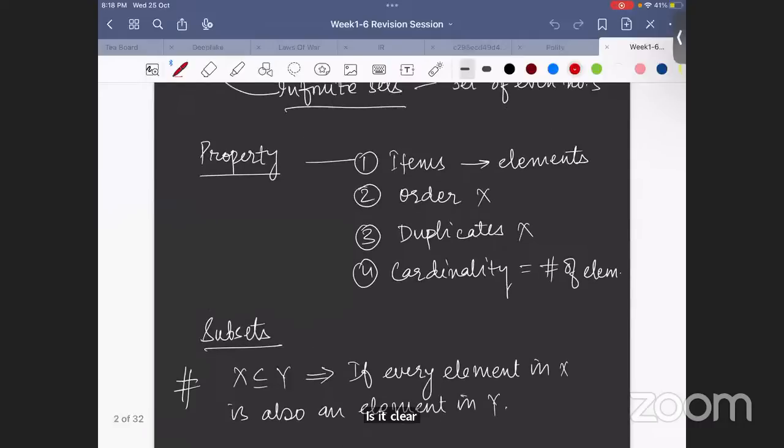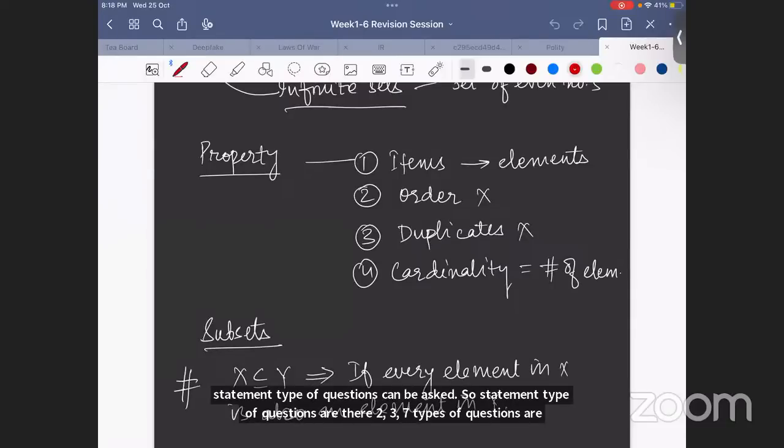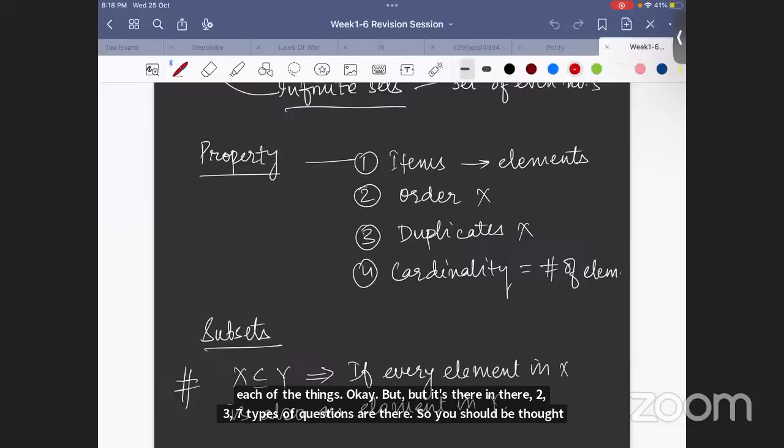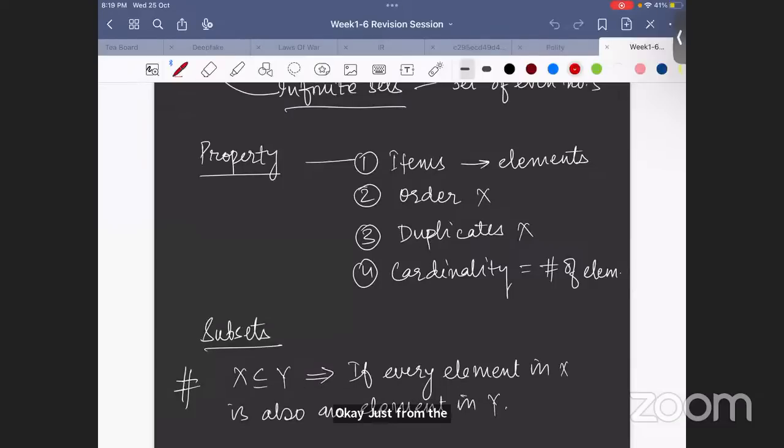So these 3-4 properties are important, because again the same type of questions can be asked. Statement type questions, 2-3 statements, are there. So you should be thorough about the basic properties of each of the things. Whatever is there in the lectures, at least go through and read this PDF. The properties are: a set is a collection of items, and order doesn't matter. This is an important thing that you should know.